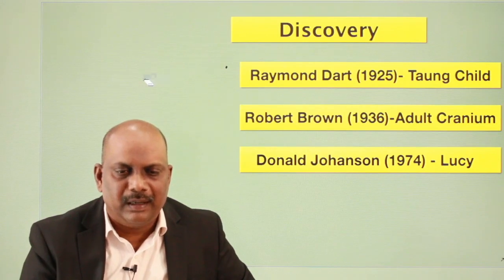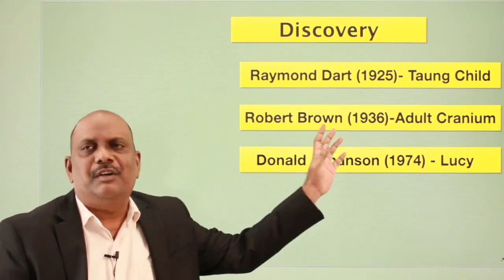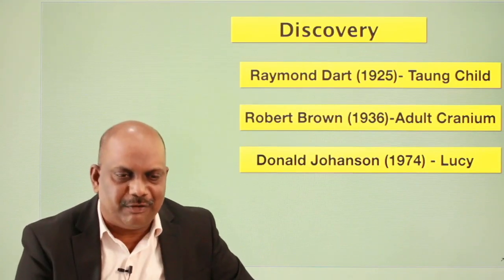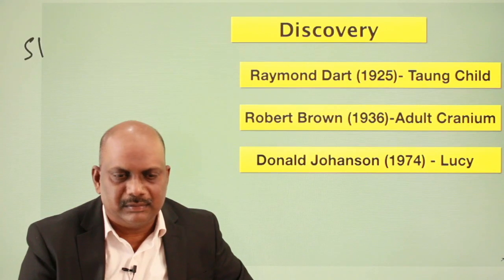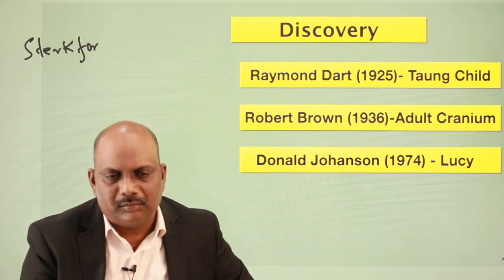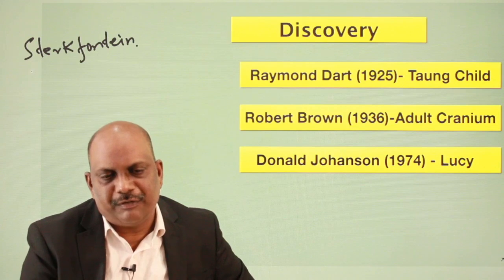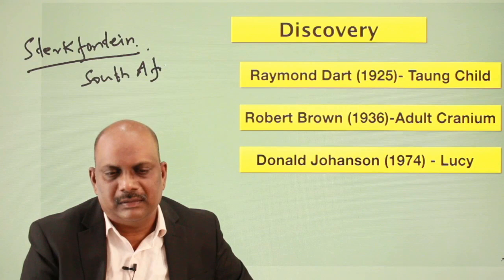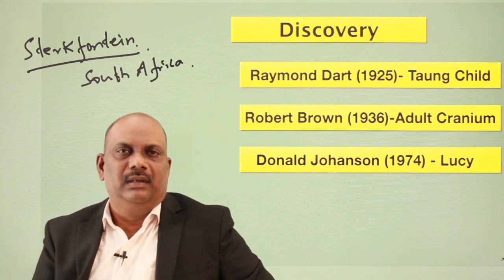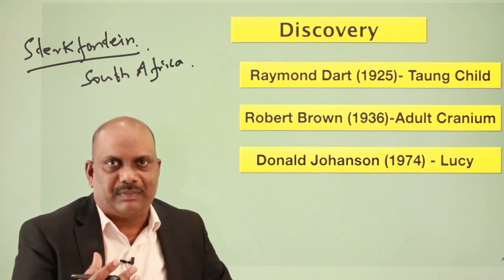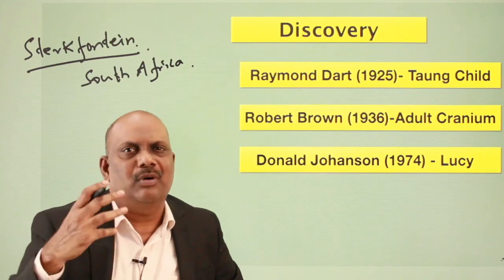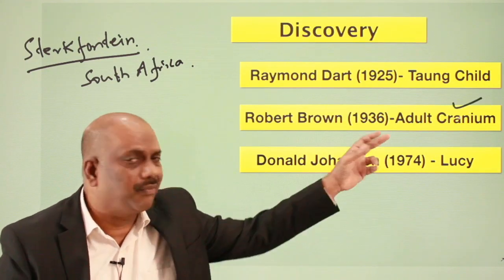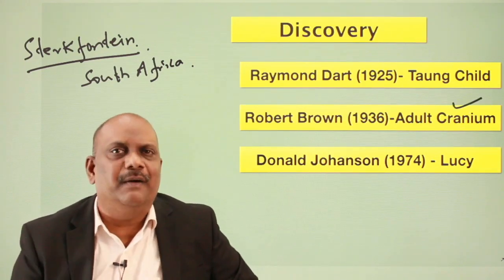The next important discovery happened some 10 years after the discovery of this Taung baby. Professor Robert Broom discovered one adult cranium at a place called Sterkfontein in South Africa. This is an adult fossil, but he managed to discover only some broken parts of the adult cranium. So what do you mean by cranium?